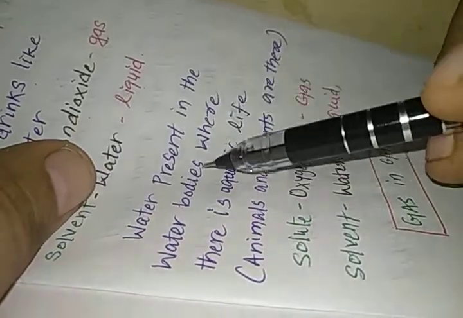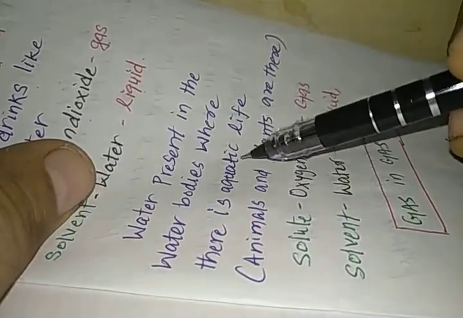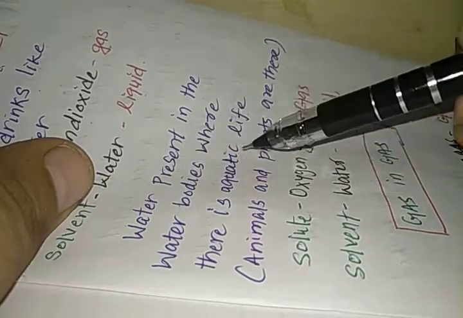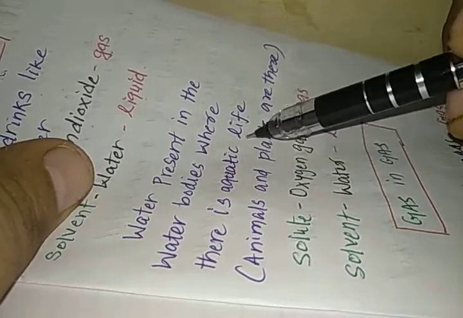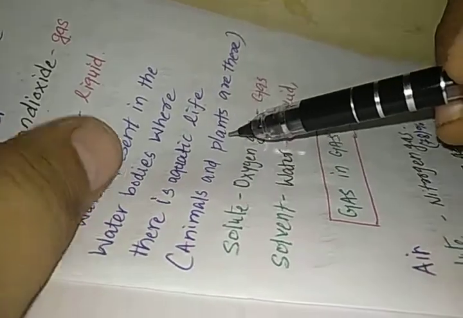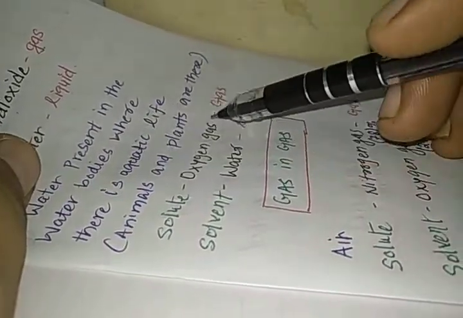We have water present in water bodies where there is aquatic life, meaning animals and plants living inside the water. In this water, oxygen is dissolved, and this oxygen is taken by the aquatic animals through their gills. So the solute is oxygen, which is a gas, and the solvent is water, which is a liquid. So the water present in water bodies is a mixture of gas in liquid type.